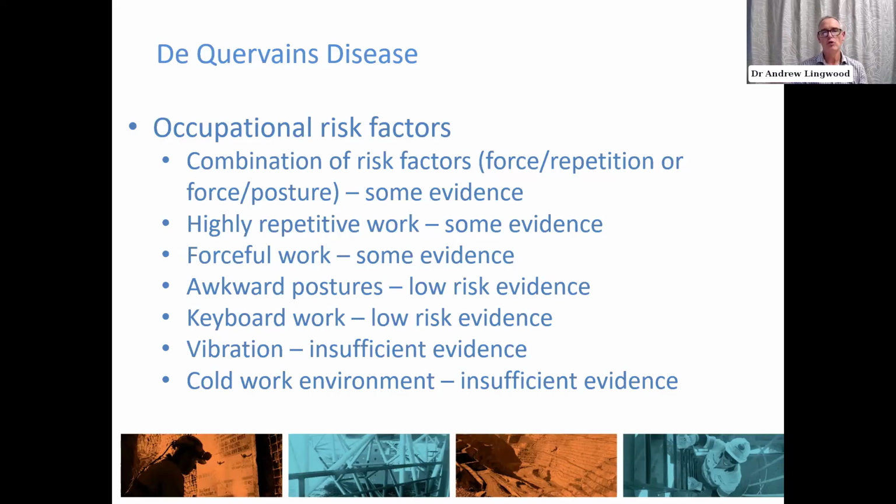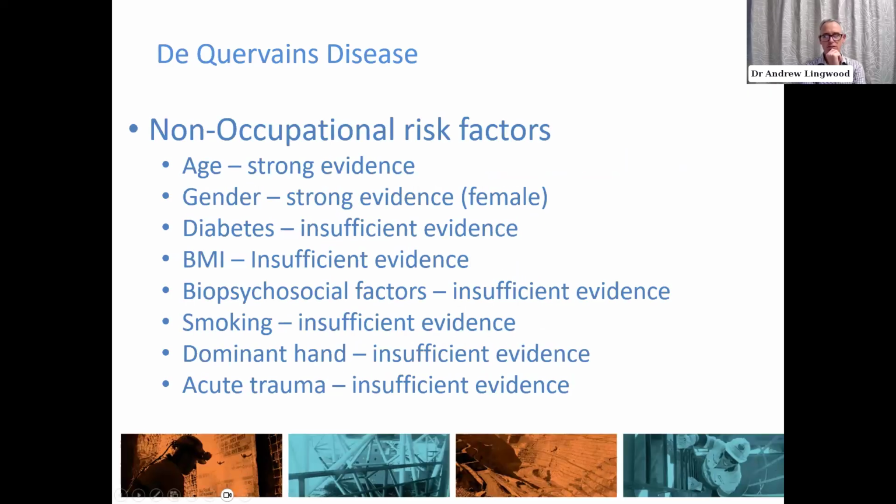Other than that sort of highly forceful or repetitive work, there's again not a lot of evidence for other factors in the course of work for this condition. There are again a bunch of non-occupational risk factors. So age and sex are certainly important. Diabetes and some of these other factors are commonly implicated in carpal tunnel syndrome, however, the evidence for these isn't as great. I mean, you'll certainly find some references suggesting that diabetes and smoking can contribute to any of these tendinopathy type conditions, but the evidence for them is not as great in de Quervain's disease as it is in, say, carpal tunnel syndrome.